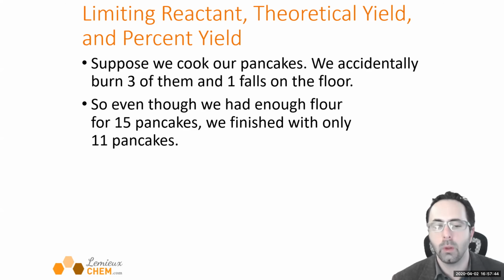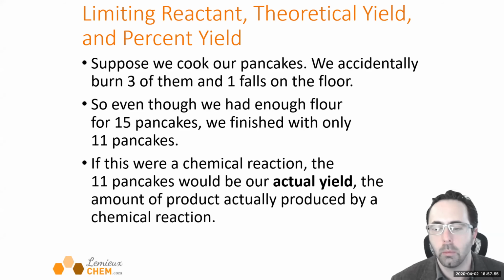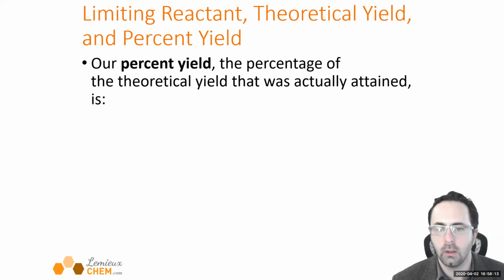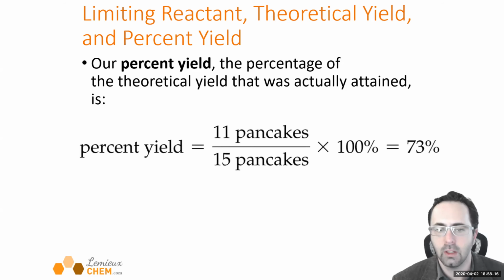So we can then use this information to calculate our percentage yield, which is out of the whole theoretical yield that we could make, what part were we actually able to make? Remember, a percentage is always a part over the whole. So in percent yield, our part is going to be our actual yield, the part that we were actually able to make, and the whole is going to be the theoretical yield, what we could have made. So our percent yield is the percentage of the theoretical yield that was actually attained.